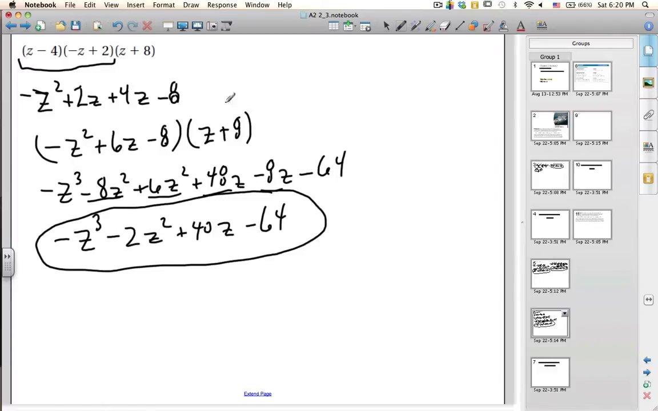Okay, so when you have more than two of them, just take two. You can pick, if you thought one pair or another was easier to multiply, then go ahead and do it. I multiplied these two together. That made this quadratic function. And then I brought this third one down and multiplied it out. And so we just do it a step at a time.